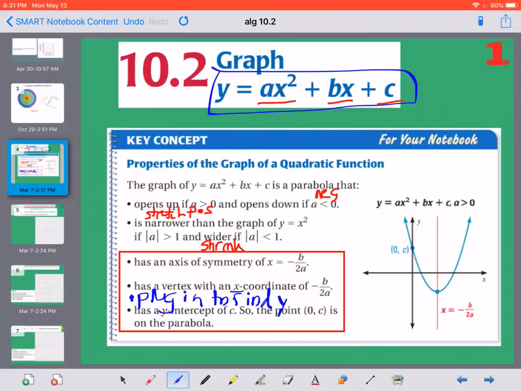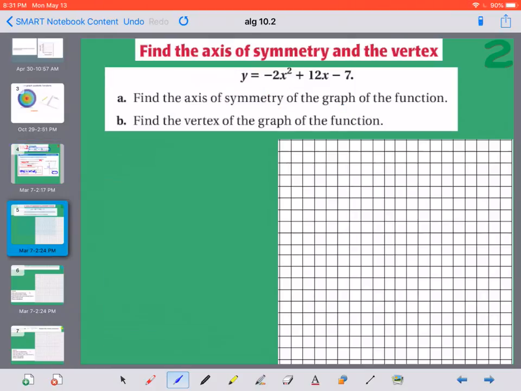And it says it has a y-intercept of c, so the point (0, c) is on the parabola. So every time we see a c, we know that's where it's going to cross the y-axis. The x here tells us what our axis of symmetry is going to be. So let's try some of this.